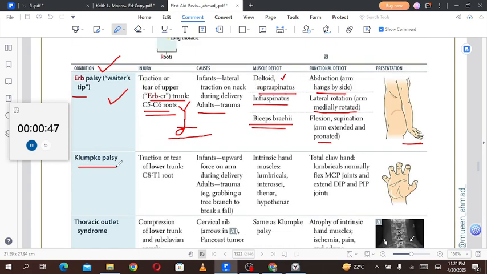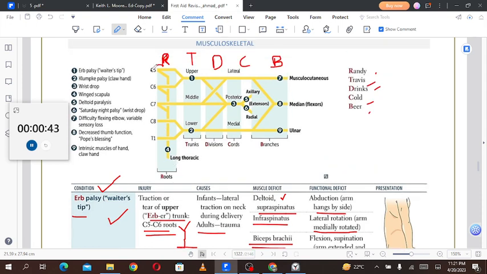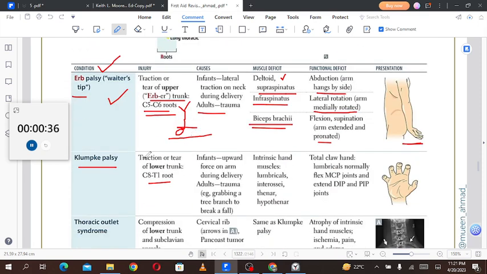Then we have Klumpke's palsy, that is traction to the lower trunk. So we saw the damage to these two roots. Now we are going to see the damage to these two roots. If there is damage over here in the lower trunk, so what happens? The C8 to T1 roots, in the infant, upward force on the arm during delivery. We are pulling the arm of the infant during the delivery, so that can cause Klumpke's paralysis.